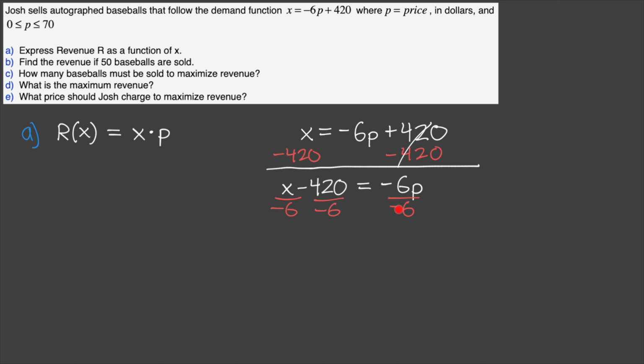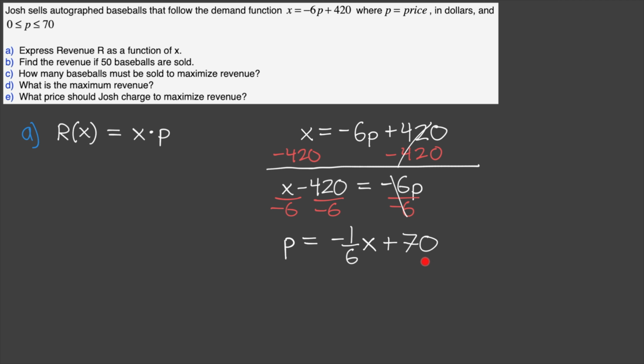The 6s cancel on the right side, so we'll cross those off. And then I will write the p on the left side. So this becomes negative 1/6x. I'm going to write that as negative 1/6x, which is the same thing as x over negative 6. And then here we have negative 420 over negative 6, which gives us positive 70. So here's our p-value.